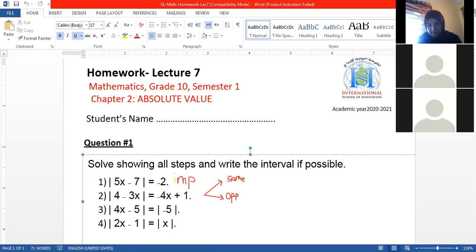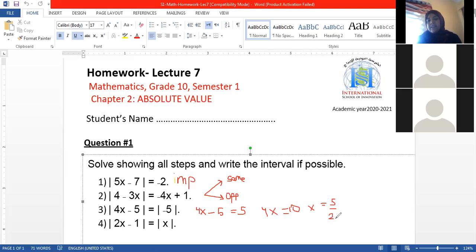In the first one, the same. Put 4x minus 5 equal 5. So 4x minus 5, we take it equals to 5. 4x equal 10. Very good. 4x equals 10. And x equal to 10 over 4. So x equals 5 over 2, right? After simplification. Yeah. Very good.